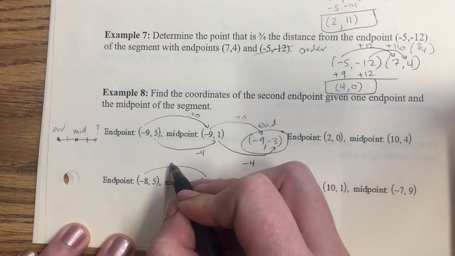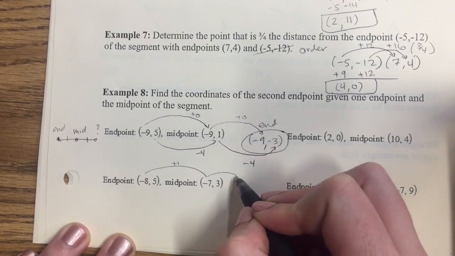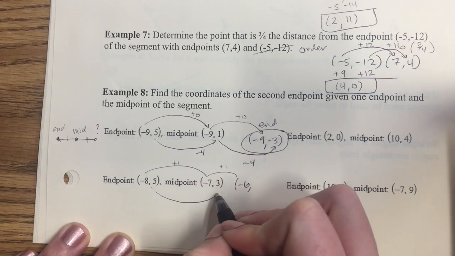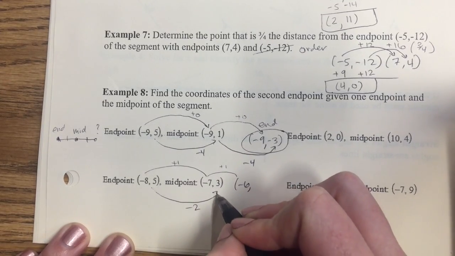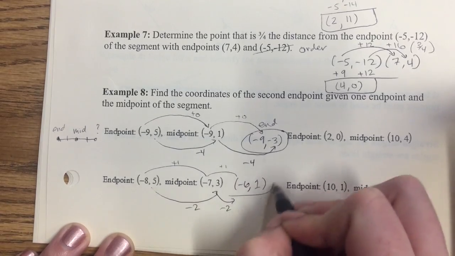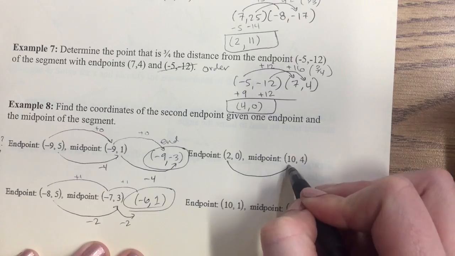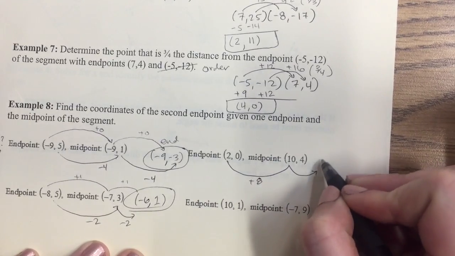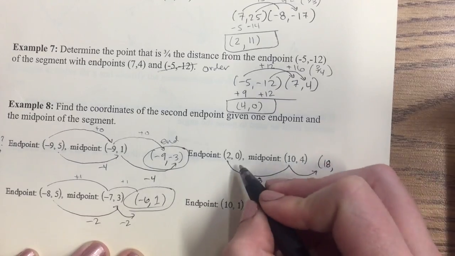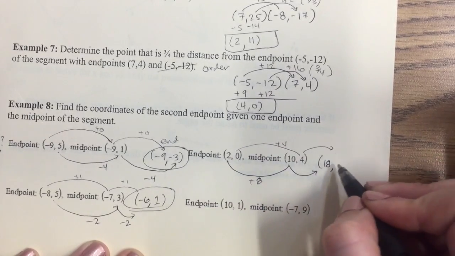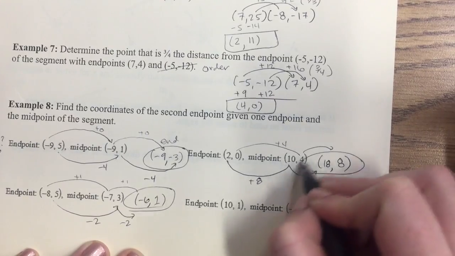Negative 8 to negative 7 is adding 1. Add 1 again to get negative 6. 5 to 3 is subtracting 2. Subtract 2 again to get a 1. 2 to 10 is adding 8. Add 8 again and you get 18. 0 to 4 is plus 4. Add it again and you get 8.